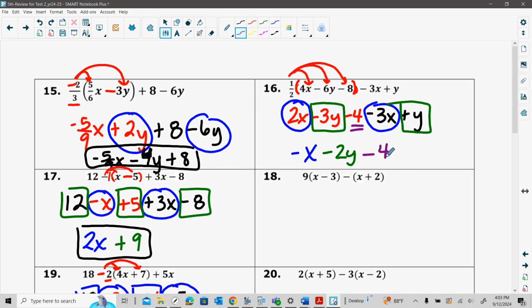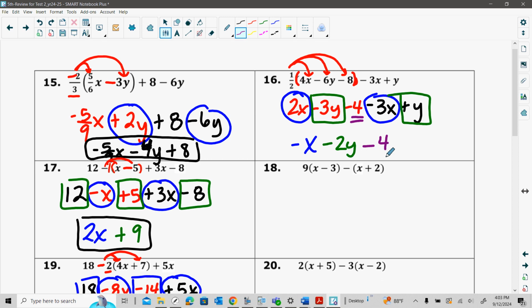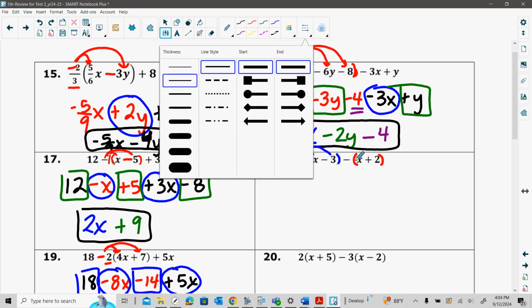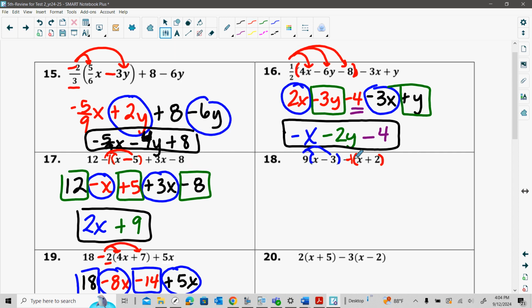Now, if you have 2 sets of parentheses, like we have here on number 18, we have to distribute each one. On the first set of parentheses, we're distributing the 9. And on the second one, we have to remember, if there's not a number in front, what is that number always? Yes, it's an invisible 1. So we're going to put an invisible negative 1 that I'm going to distribute.